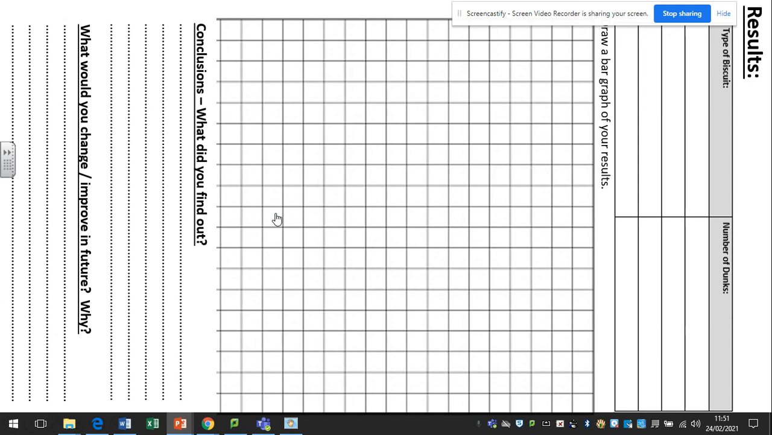Then the final bit is, what would you change or improve if you did it again? So whenever we do a scientific experiment, things don't necessarily always work out, and that's okay. It's about understanding, well, we did this, this worked, so these are our results. However, that didn't work quite so easily, so how would I change it in the future?